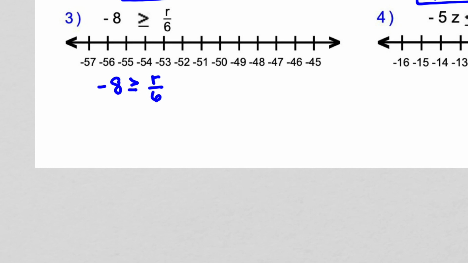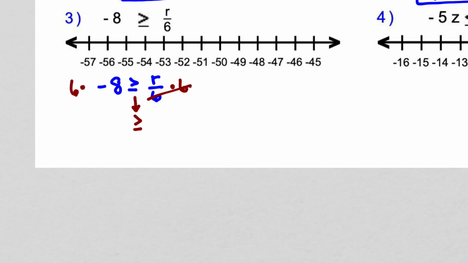So it looks a lot like the ones that we were doing, but this time we notice that r is divided by a positive 6. That negative 8 is on the other side. So the thing that we have to get rid of is the positive 6. So I'm going to take this times positive 6 and this times positive 6. Well, I know that I only need to flip that sign if I'm dividing by a negative, but I'm not. I'm not multiplying or dividing by a negative because the 6 is positive.